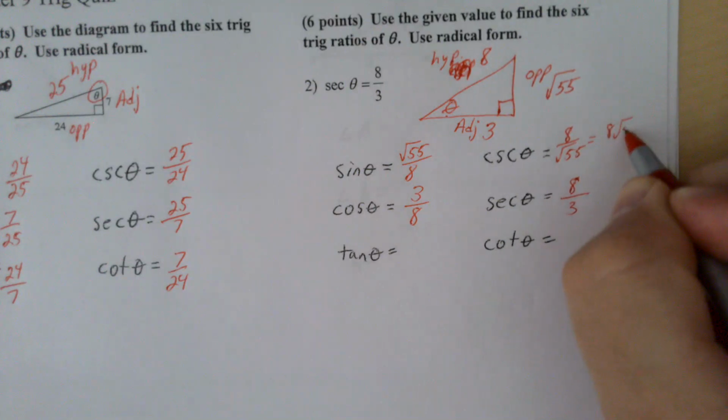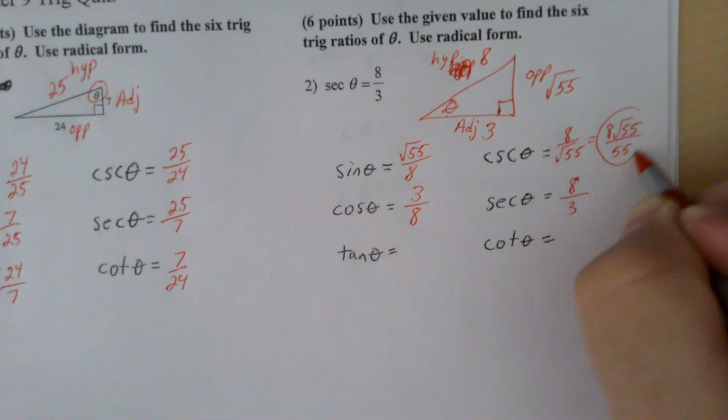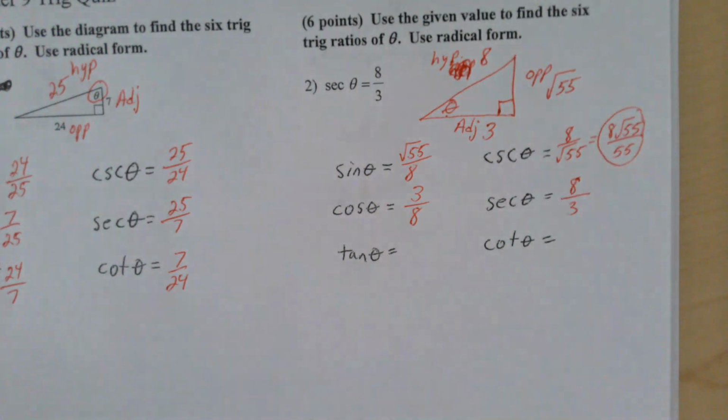So here's an equivalent answer that your trig teachers may make you write this way, but really 8 over the square root of 55, that's fine. The calculator can calculate that very easily. So I really don't have a problem with a radical in the denominator.